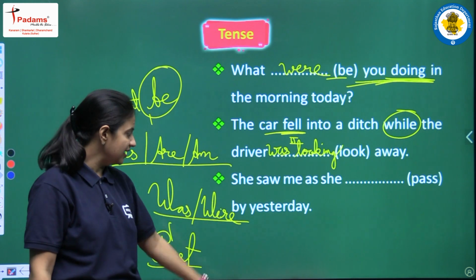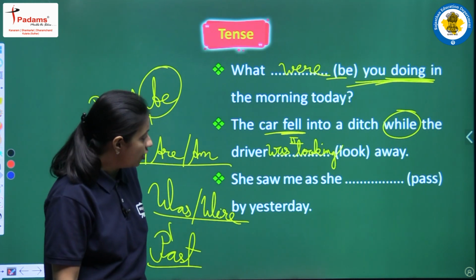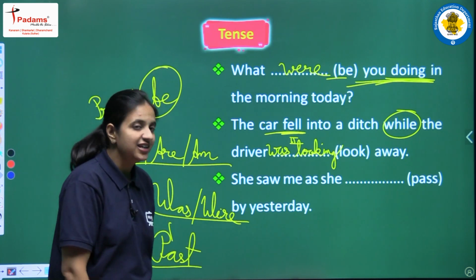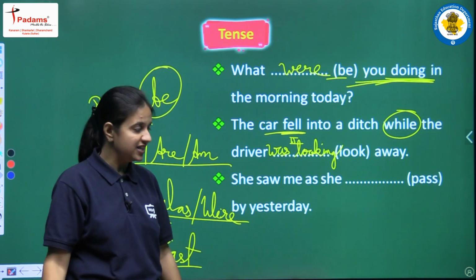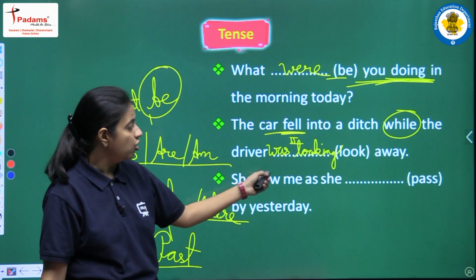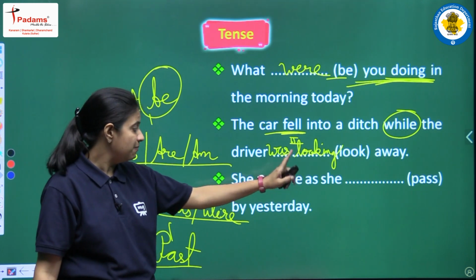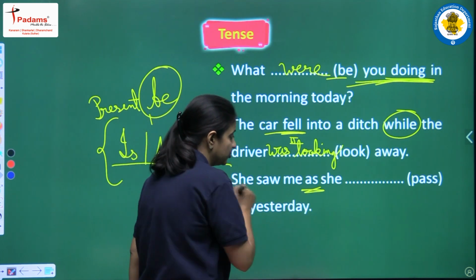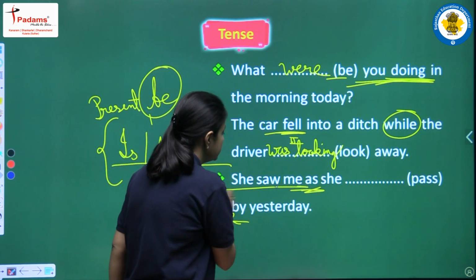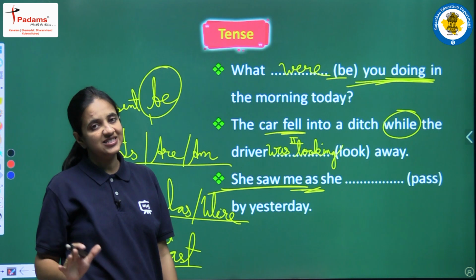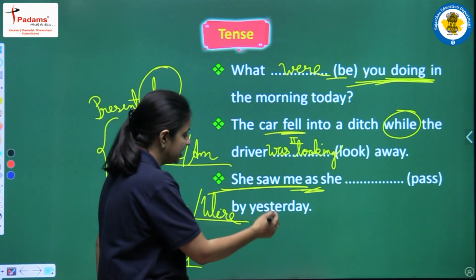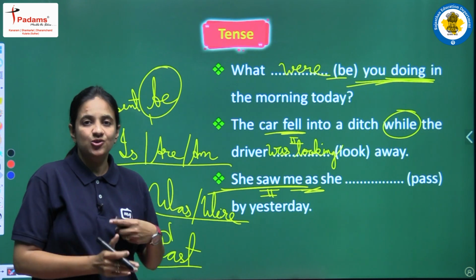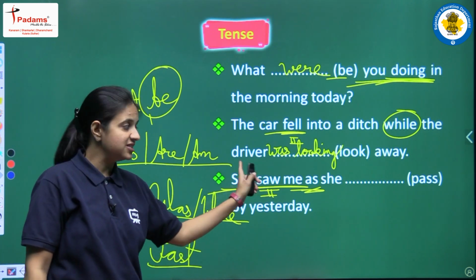Clear? Next sentence: she saw me as she passed by yesterday. Again, in this sentence we have two clauses. First clause is she saw me. Second is she passed by yesterday, and as is used as a conjunction here. So the first clause is she saw me. Again it's past simple tense. How can we say so? Because saw is the second form and we don't have did here, so this is past simple tense.